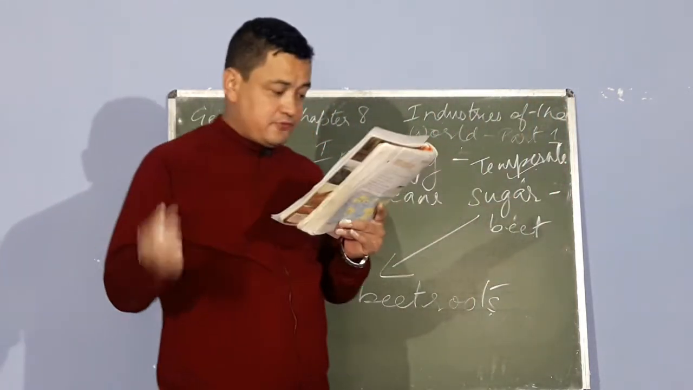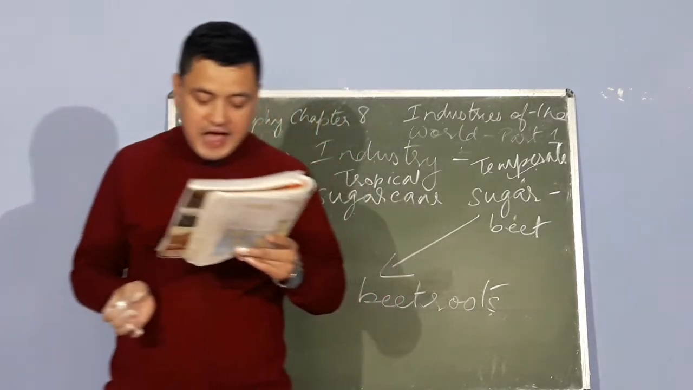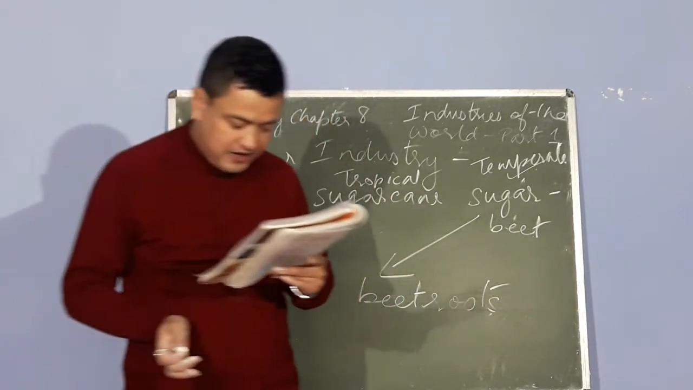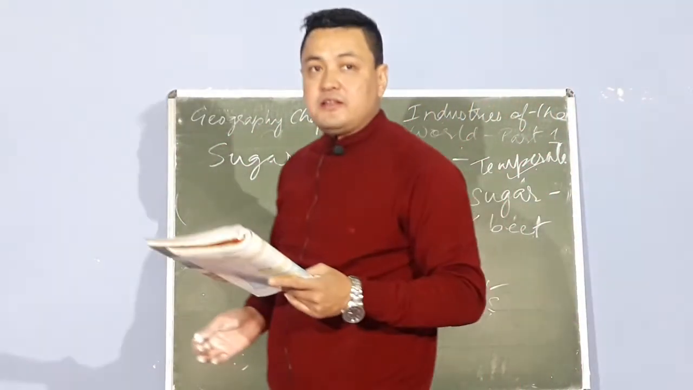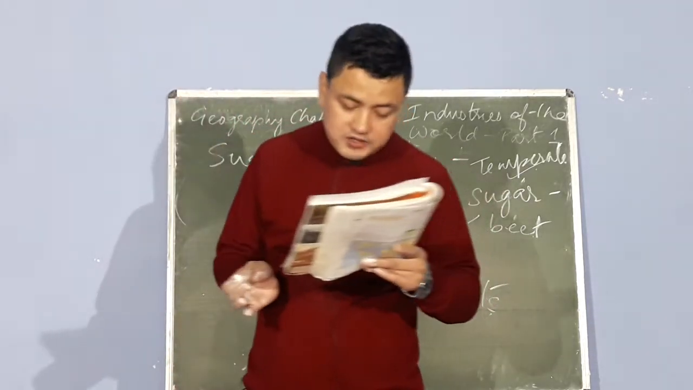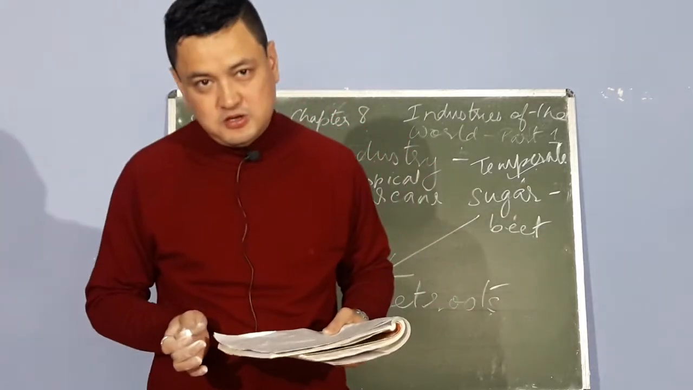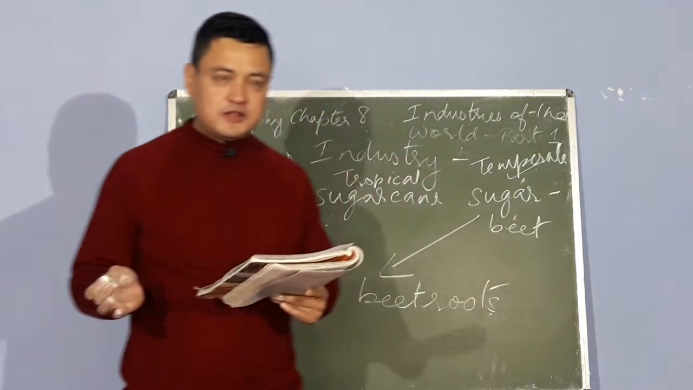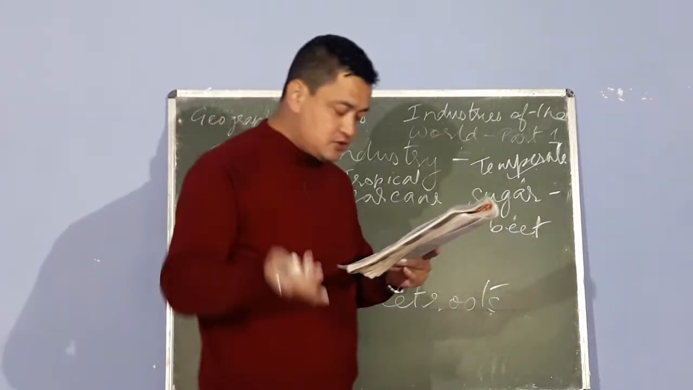Now what are temperate regions? They lie between the subtropics and polar circles, and the climate is not extreme, neither burning too hot nor freezing too cold. So neither too hot, neither too cold. The climate is not extreme here. So they use sugar beet to produce sugar.